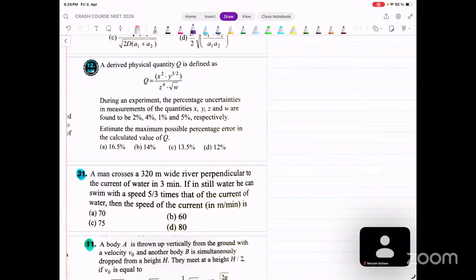Now Q is given in the problem. So what is the value of Q he has given for me? Q is equal to x^2 y^(3/2) divided by z^4, under root of w. Am I clear? That means if I take out w, this will be x^2 y^(3/2) divided by z^4 and w to the power 0.5, I can write.